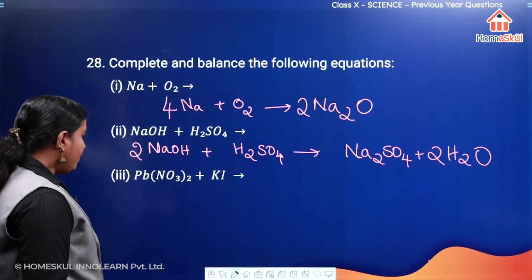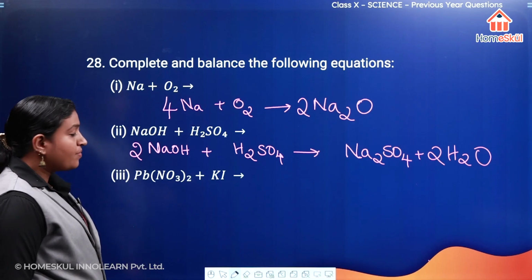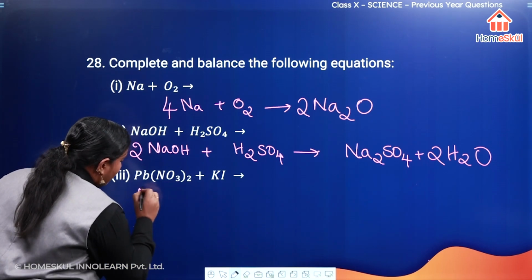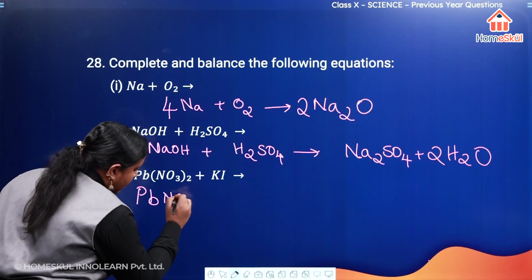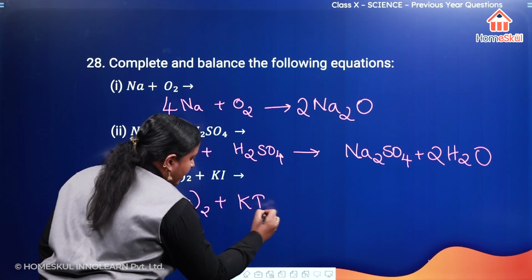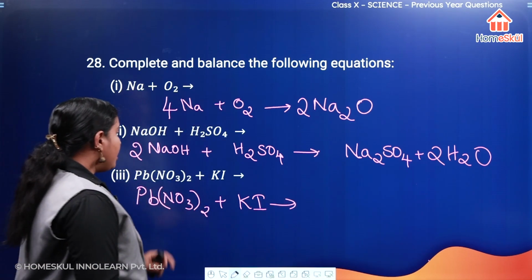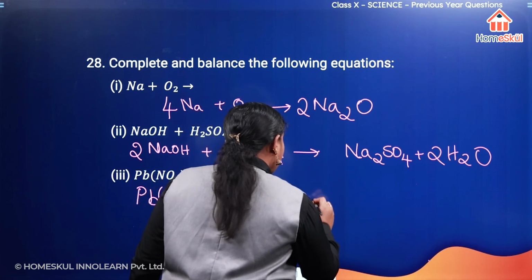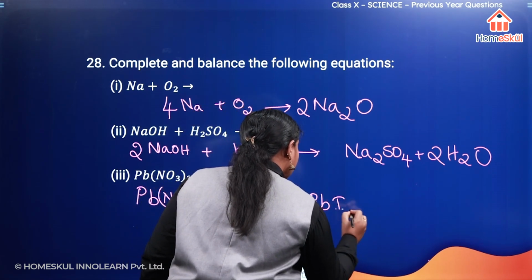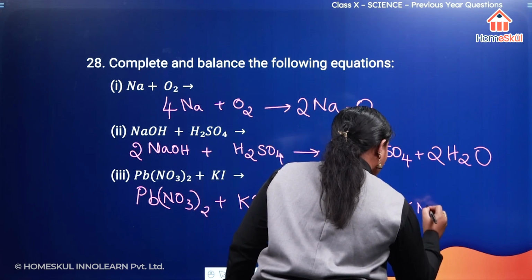Coming to the third one, Pb(NO3)2 plus KI. What will happen here? When lead nitrate, Pb(NO3)2, reacts with potassium iodide, a double displacement reaction takes place, isn't it? So, here we will get PbI2 and KNO3.